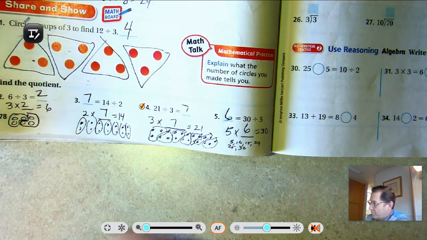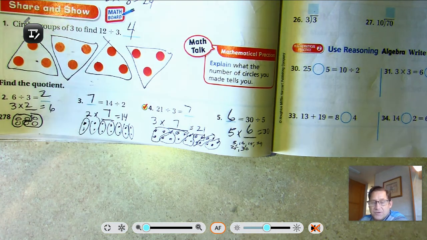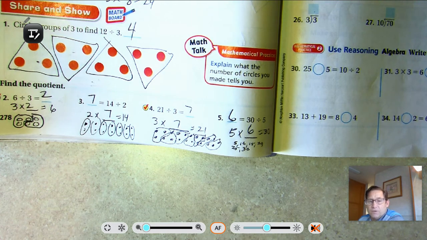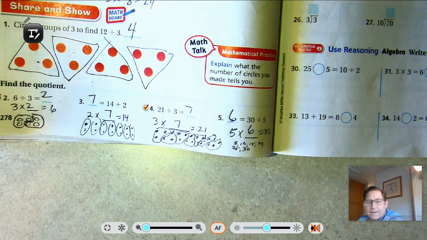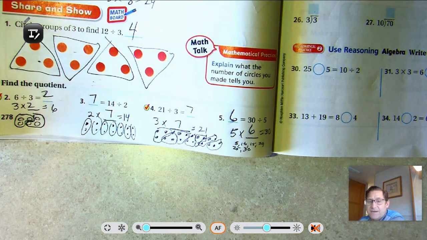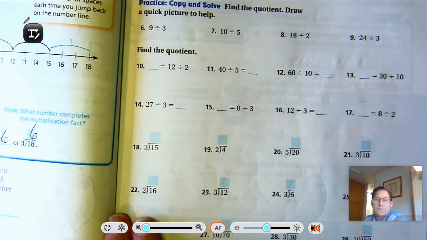Okay, so these are the strategies below that we've talked about. I didn't use the number line. I find using the number line, while it's helpful, I just find that it takes a longer time to draw it all out. Okay, so clearly the easiest way was multiplication facts. Find a related multiplication fact. Right, number 6. Draw a quick picture to help.